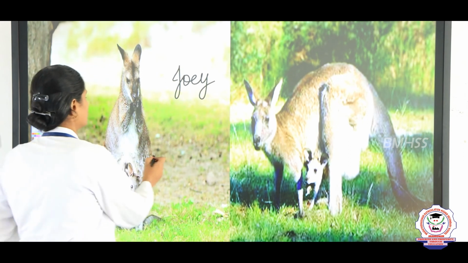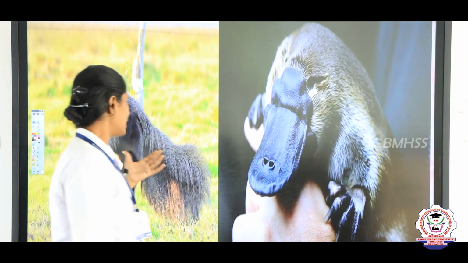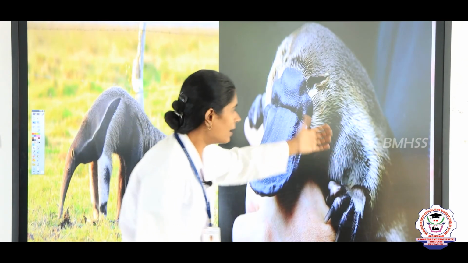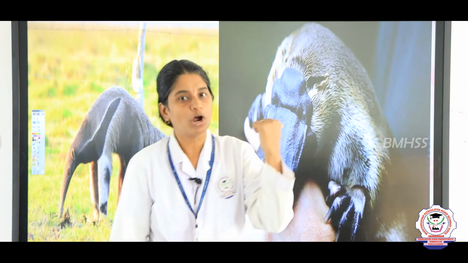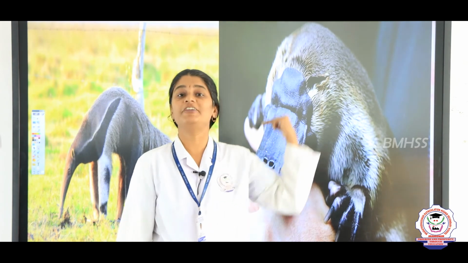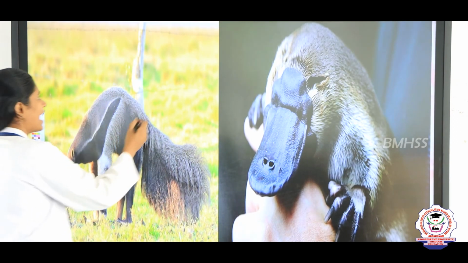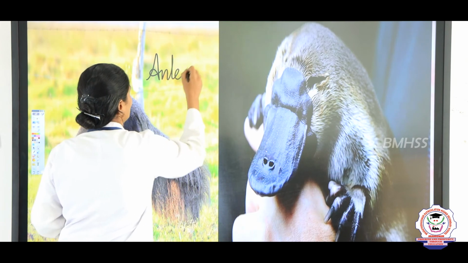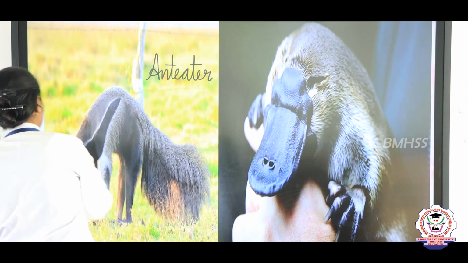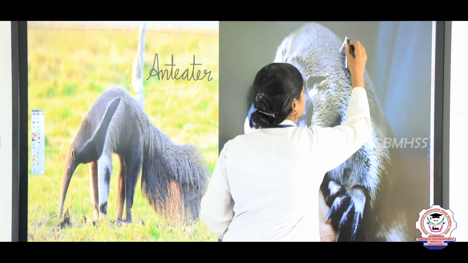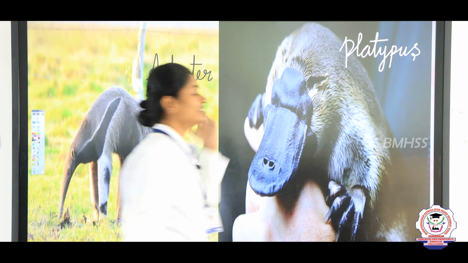Okay. Likewise, we can see some more mammals, the anteater and the duck-billed platypus. They are exceptions. Why? Because these mammals do not give birth, but they lay eggs and they feed their younger ones. Okay. So what are the animals? We are going to write what the animals are. This one is the anteater, and this is the duck-billed platypus. So these two animals are exceptions.